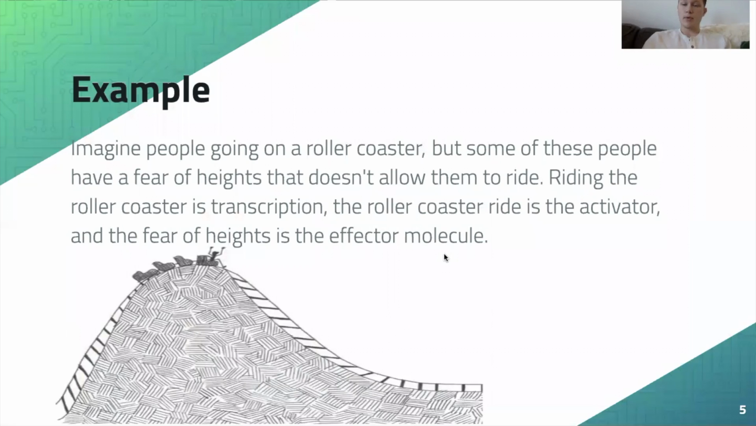So for an example, imagine people going on a roller coaster, but some of these people have a fear of heights that doesn't allow them to ride on the roller coaster as an example of how you can think about this. So riding the roller coaster is transcription of the structural genes. The roller coaster is the activator because you have to have the roller coaster to ride the roller coaster. And then we have the fear of heights being the effector molecule because it changes the people so that they can't ride the roller coaster.